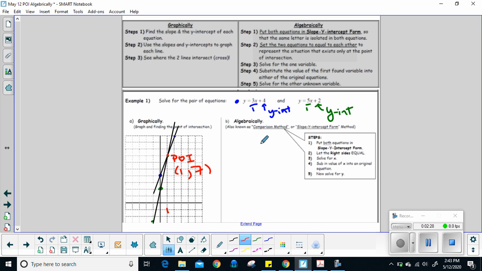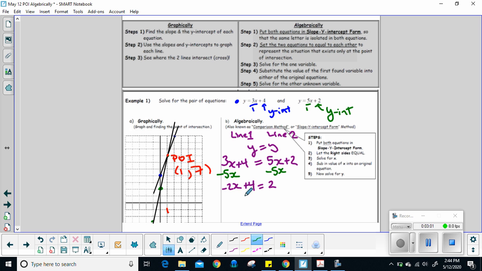Now, algebraically, we're going to do this by setting the two equations equal to each other. So I'm going to set basically the y of line 1 equal to line 2. So I'm going to have y equals y. So I've got 3x plus 4 equals 5x plus 2. Now let's rearrange. We know how to do that. So I'm going to minus 5x from both sides. I'm going to bring it over here. So that means I now have negative 2x plus 4 equals 2.